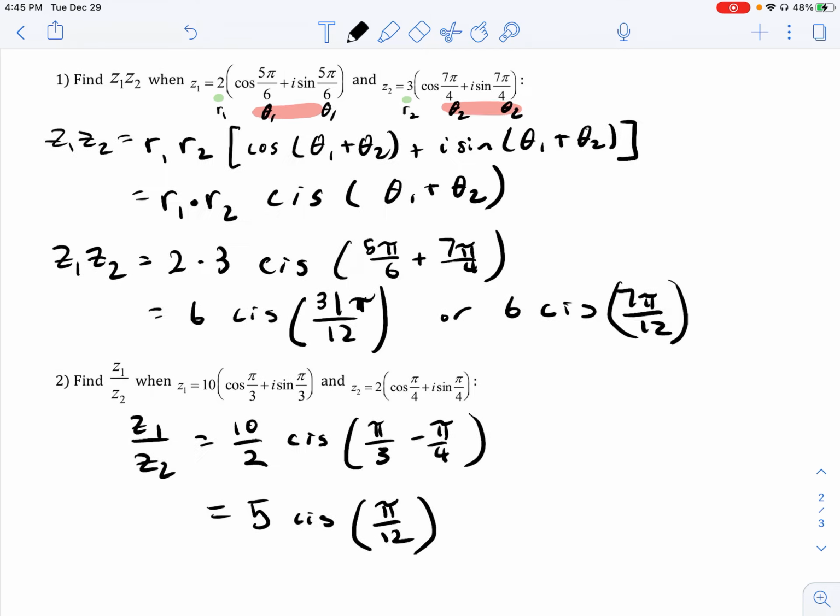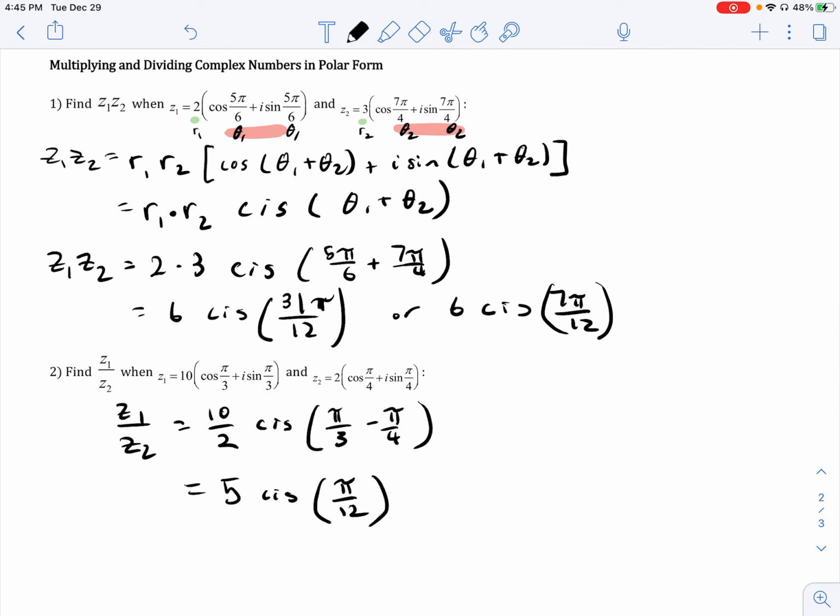So hopefully you have a pretty good sense now of how to take a complex number and rewrite it in trigonometric or polar form, and start the process of multiplying and dividing with complex numbers in these forms.